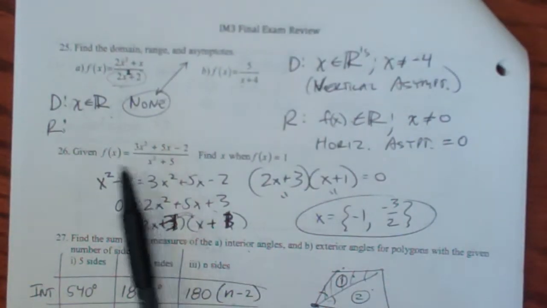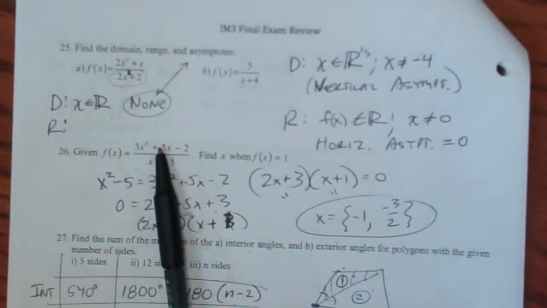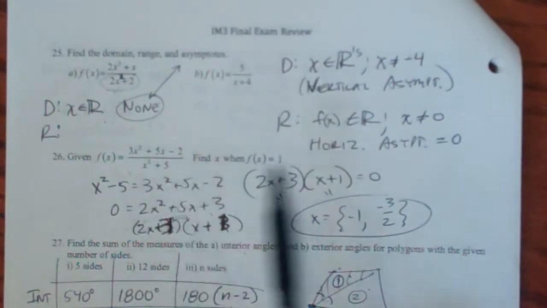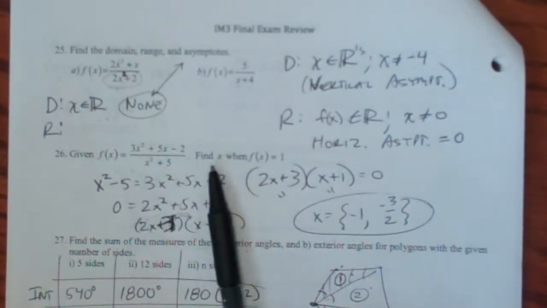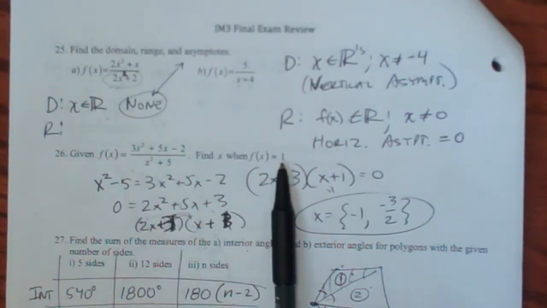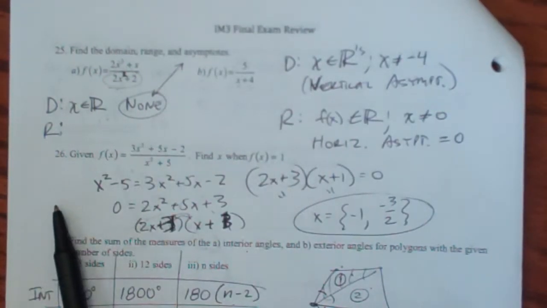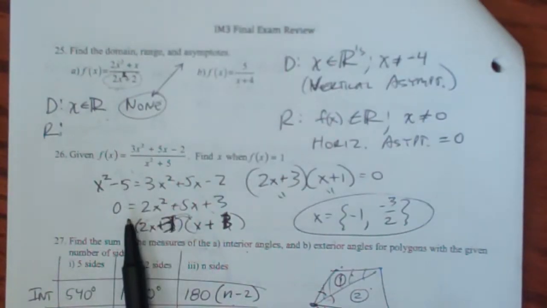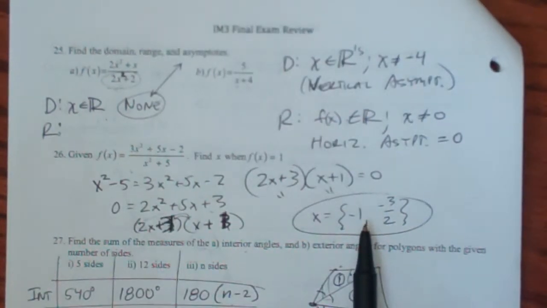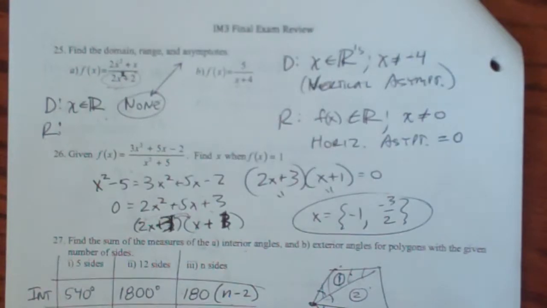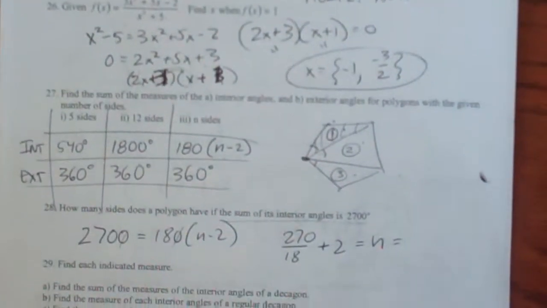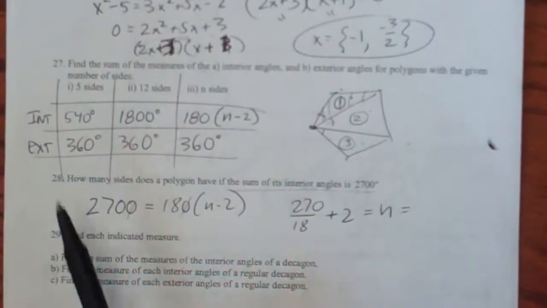But picking up at 26, this is a rational function. We're just simply finding out when it is equal to 1. So I sub in for 1, and then I cross multiply, and I solve and factor, and I get the answer there. So that's the key thing, just to sub and cross multiply and solve.